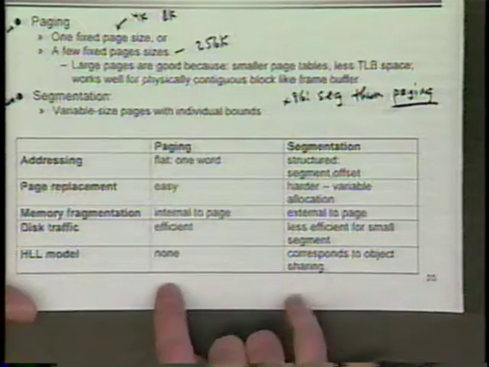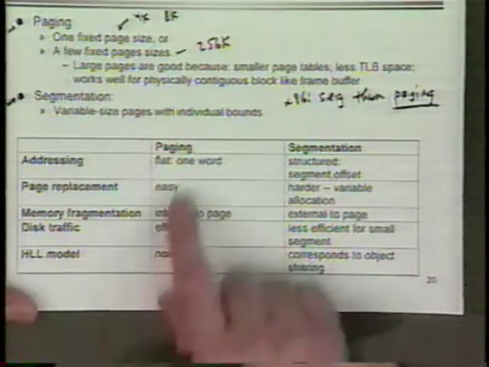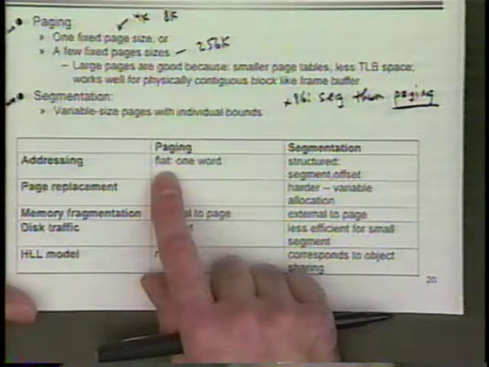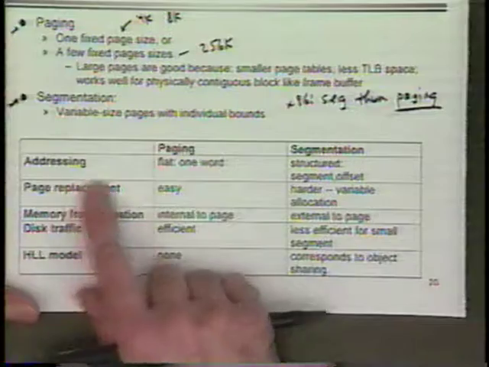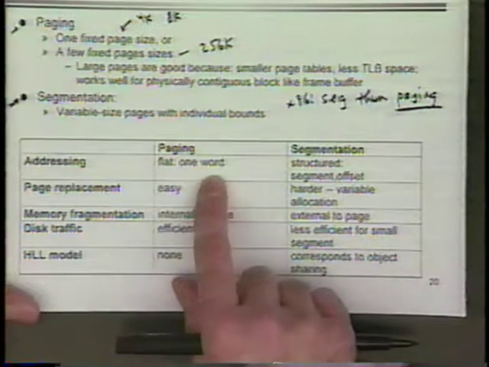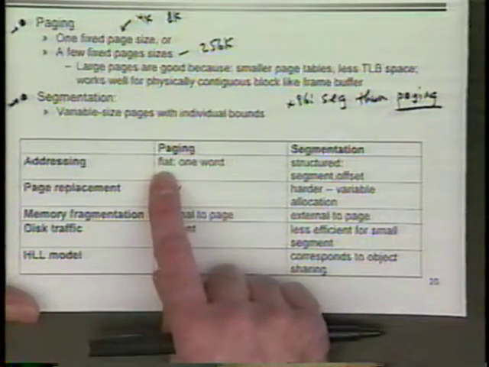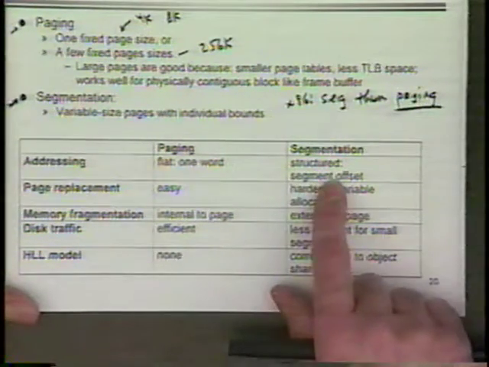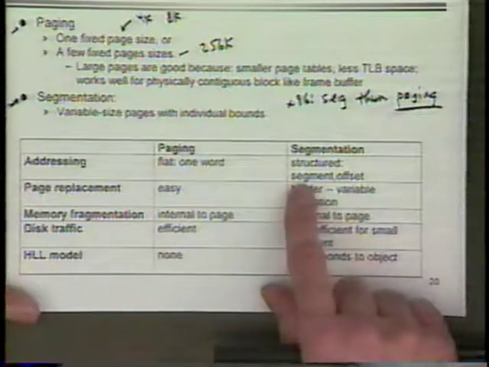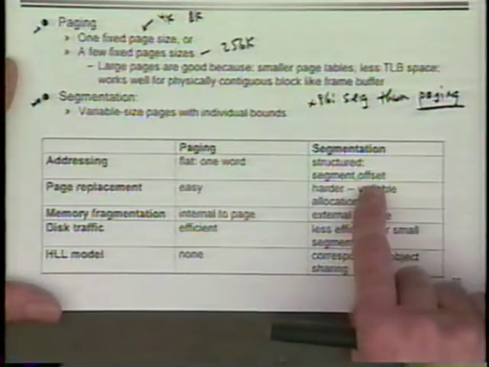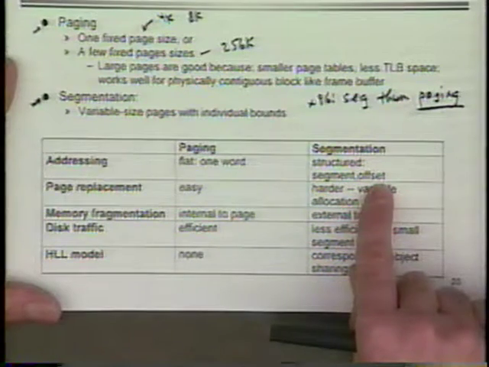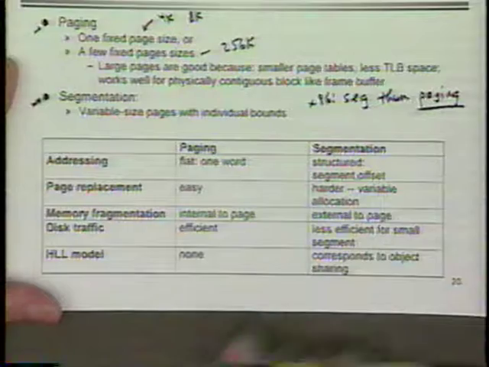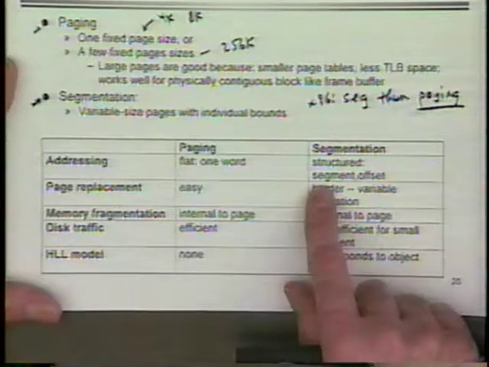But what are the distinctions? Well, for one thing, paging is nice for the programmer in some ways because it's invisible. Addressing is just by one word, which might be 32 or 64 bits, but it's a flat address space. In the case of segmentation, it's a structured address space. There's a segment part and there's an offset part. And depending on the segment part, the offset part can have different possible values because all of the segments can be different sizes. So it's exposed to the programmer.